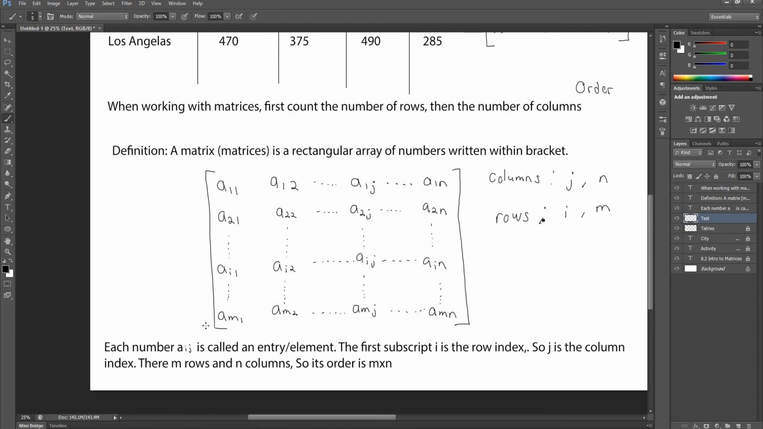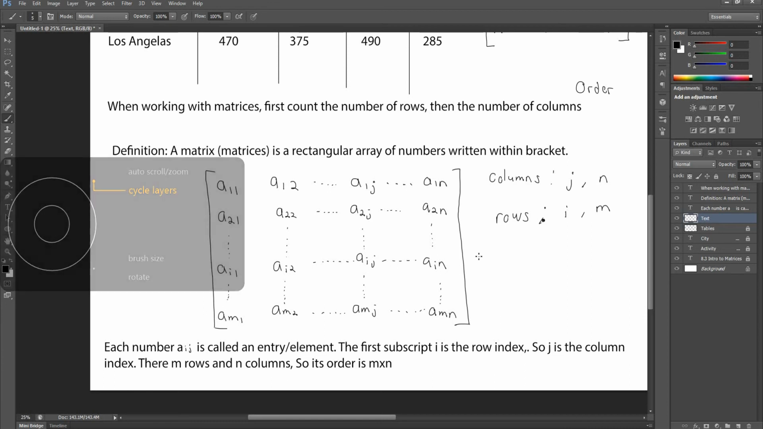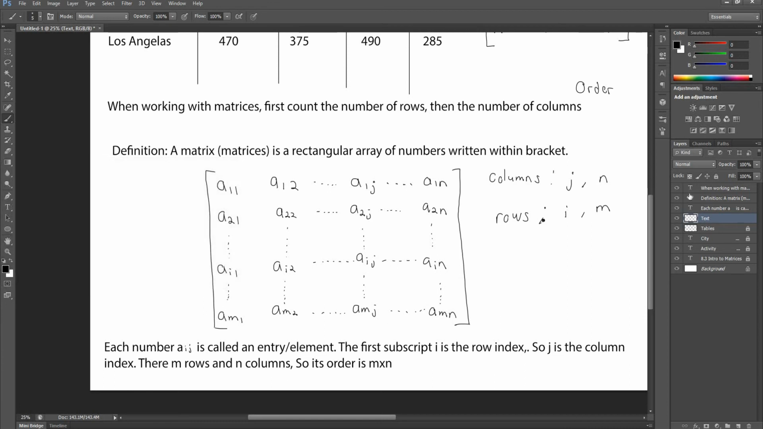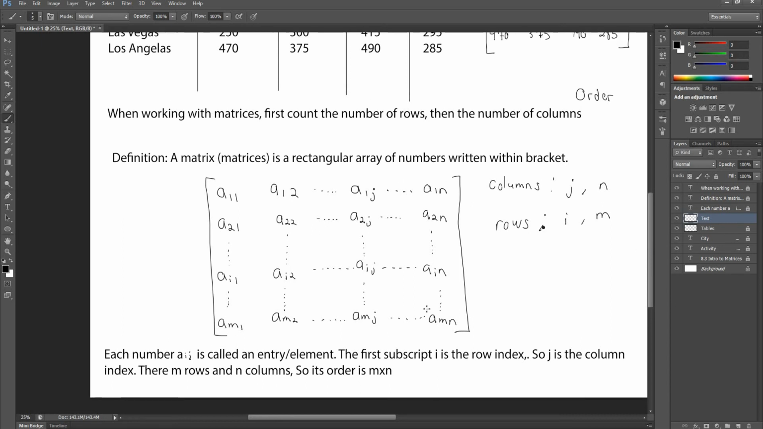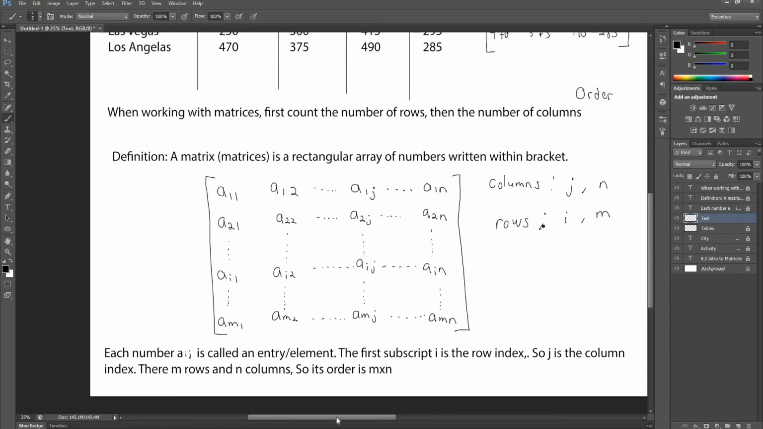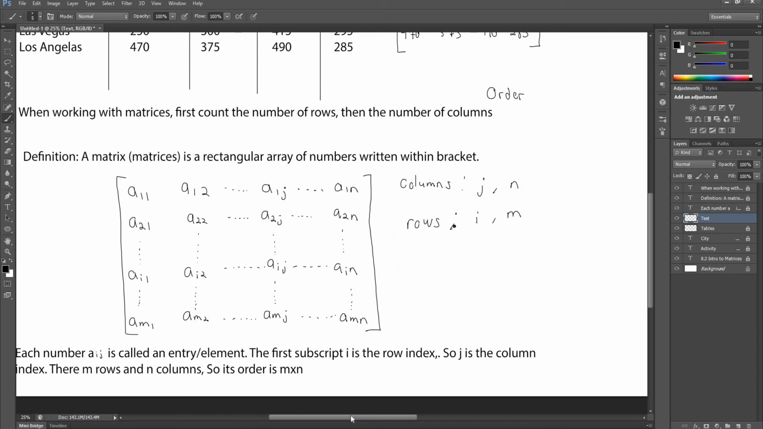I believe actually I can set this to cycle my layers. Oh, that's even better. Okay, so we have our definition now of a matrix. We've seen a few examples. We're going to keep looking at other types of matrices and things we can do with matrices.